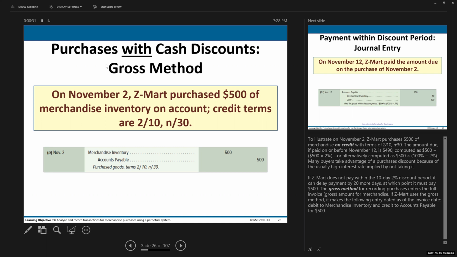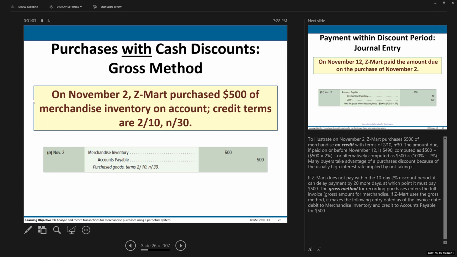There is a method, and I think it's in your appendix, where your boss will tell you, well, you know what? We are always going to take the discount. It doesn't make any sense not to. And so you actually will record the discount up front, right? And then if you don't take it, then you'll have this discounts lost account. We don't do that. We're going to record it at the gross amount. And then when we actually get the discount, we'll take it then.